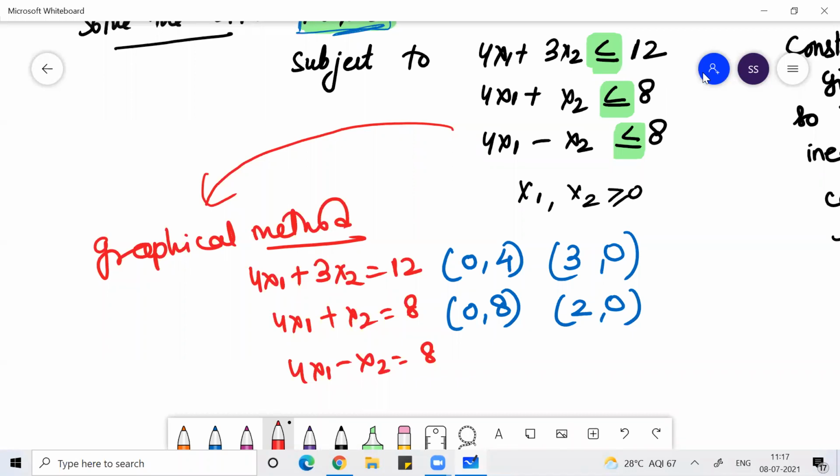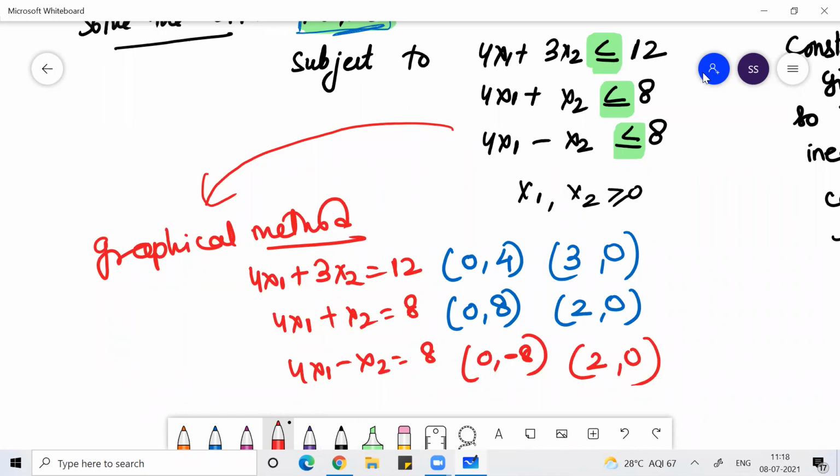Whenever we are trying to solve the problem by graphical method, we ignore the inequality sign of the given constraint, and then we find the coordinates. We assume that it is a linear equation, and we determine the coordinates of that linear equation, through which we can ultimately draw a line, because if we can connect 2 points, we can get a line. So 4x1 minus x2 equal to 8. If x1 is 0, then x2 would be minus 8, and if x2 is 0, then x1 would be 2.